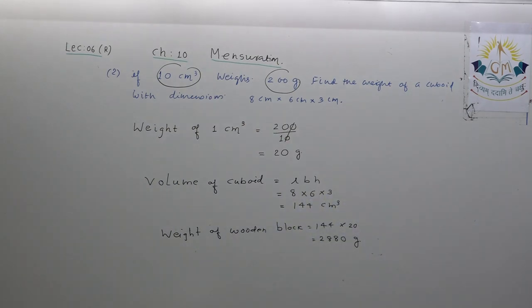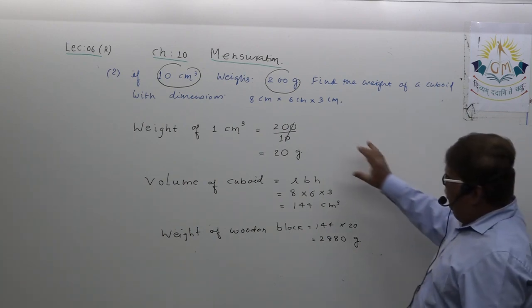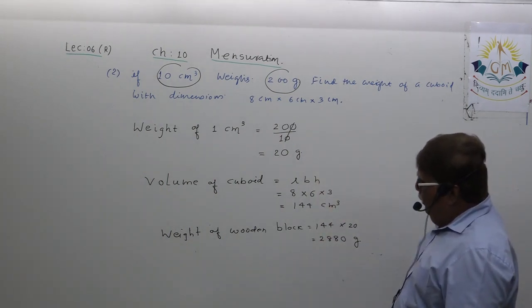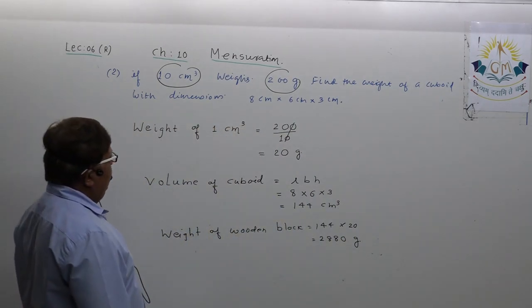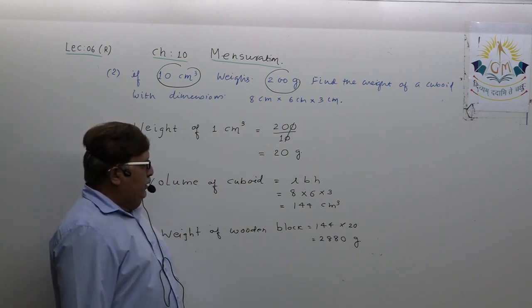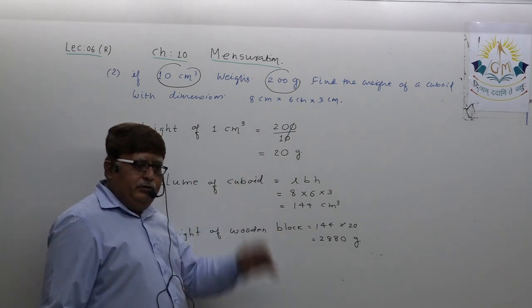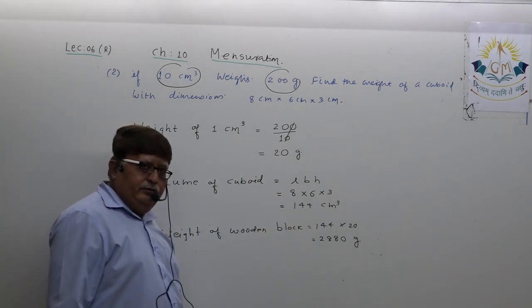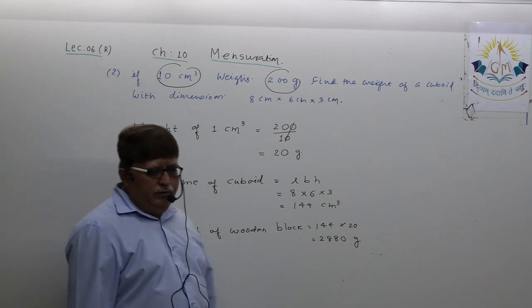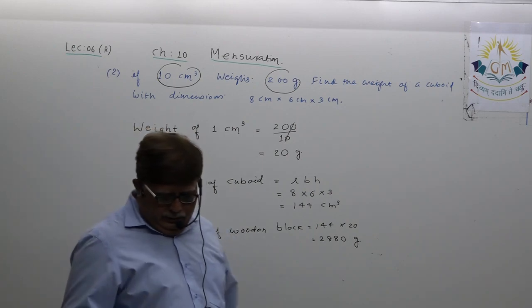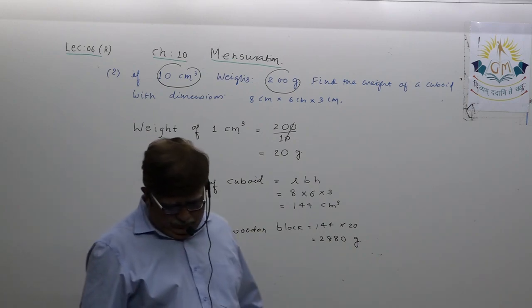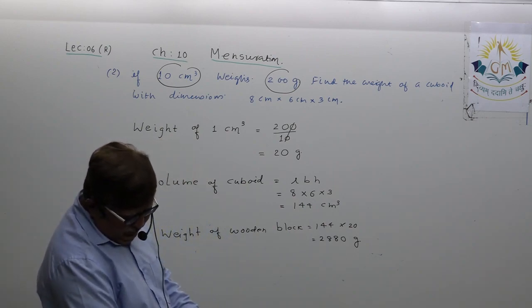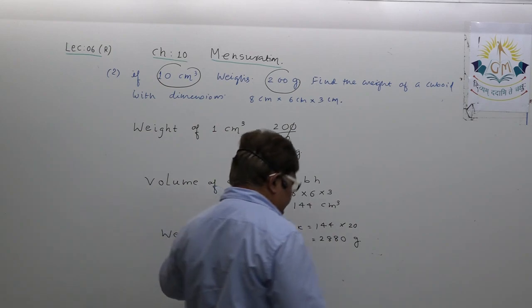Not so difficult looking example, but here you need to be very conscious. And ultimately, it looks like unitary method that you are given the weight of 10 cubic centimeter. You need the weight of 1 cubic centimeter to be utilized in finding the weight of the given cuboid. So first just see, dear student. Let us go for another example.